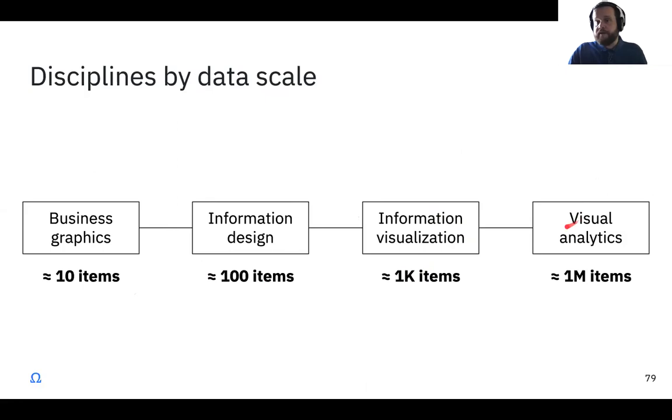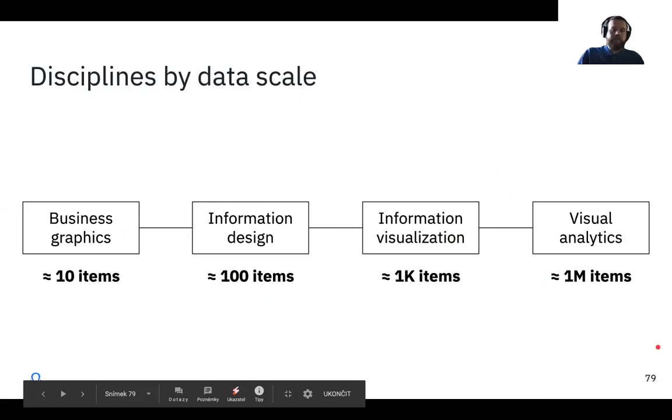So we're talking hundreds of thousands to millions of items and beyond. Again, I'm not saying that there cannot be a meaningful visual analytics system on hundreds of items, but this is generally how you can split it by scale.